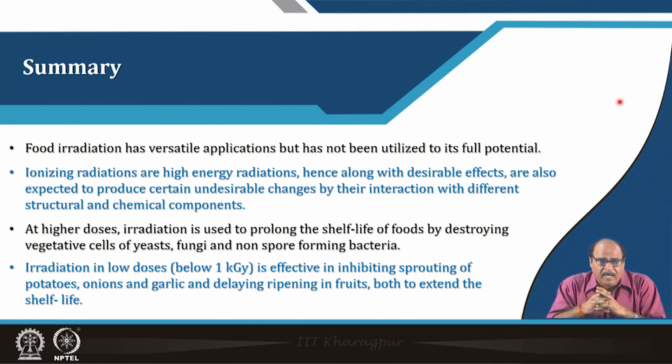At higher dosage, irradiation is used to prolong the shelf life of foods by destroying vegetative cells of yeast, fungi and spore forming bacteria. Irradiation at low dosage below 1 kGy is effective in inhibiting sprouting of potatoes, onion, garlic and delaying the ripening in fruits, both to extend the shelf life.